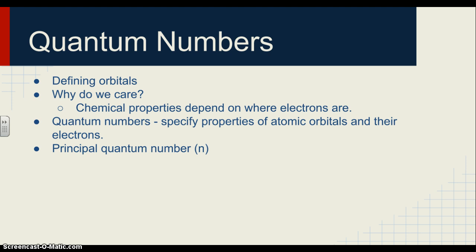First one, nice and easy, it's called the principal quantum number. Oftentimes that's specified by the letter n. These have to be positive integers, and you'll remember from math that's 1, 2, 3, so on. This is going to represent the energy level, sometimes called the shell, or energy shell, of the orbital. 1 is closest to the nucleus, 2 is further out, 3 is further out than that.